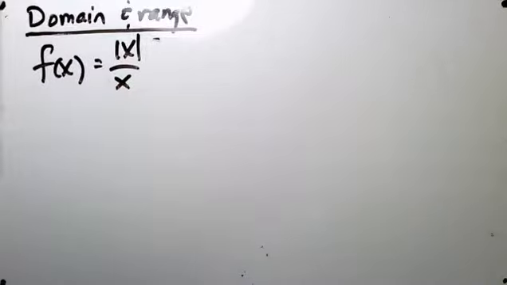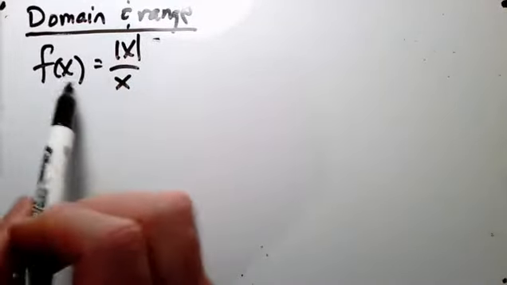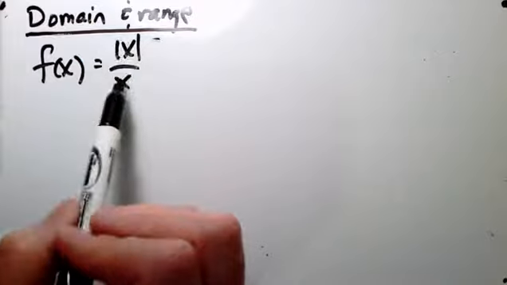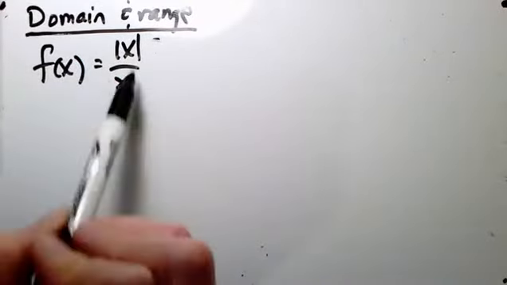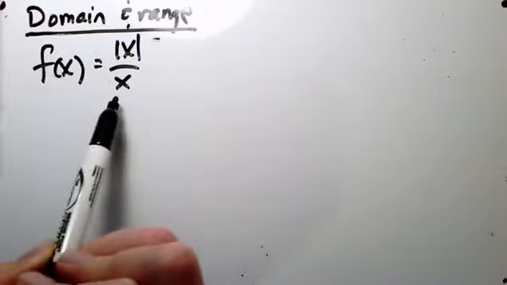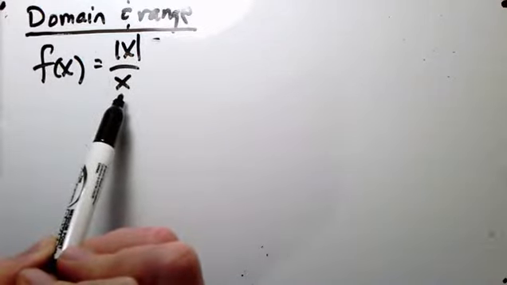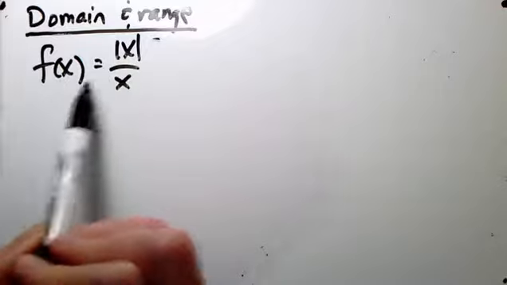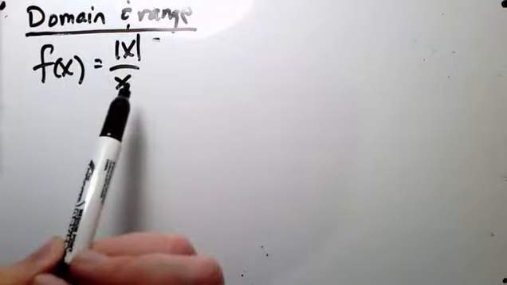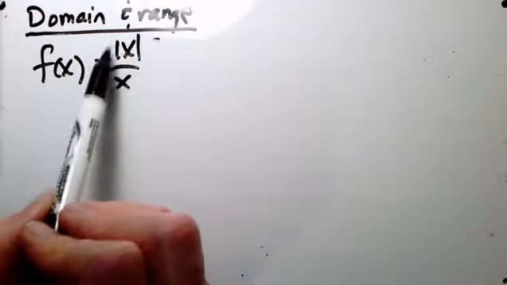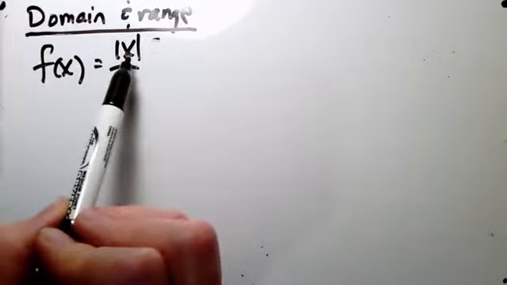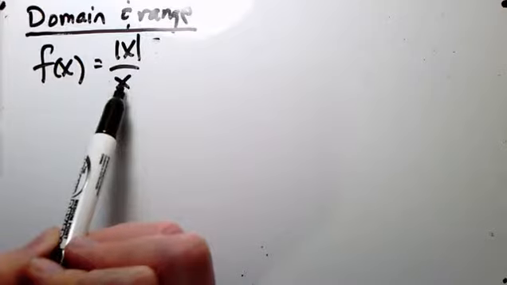Here we're asked to consider this funny looking function f of x is the absolute value of x divided by x. And it's pretty clear that I can plug in any value of x here except for 0. For instance, if I plug in 3, I get 3 divided by 3 is 1. If I plug in negative 7, I get absolute value of negative 7, which is plus 7, divided by negative 7 is minus 1.